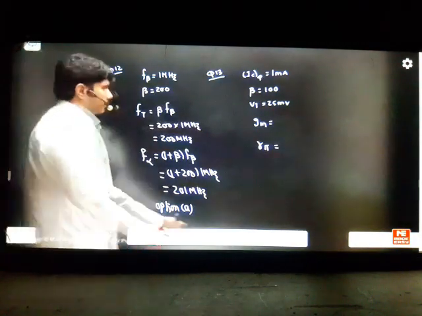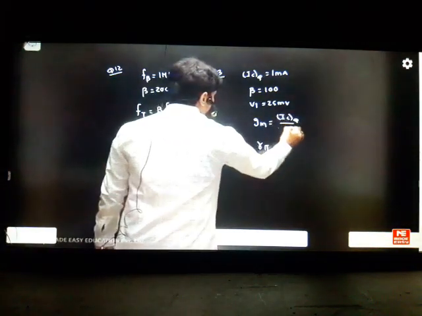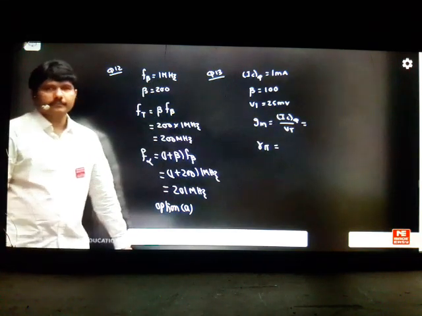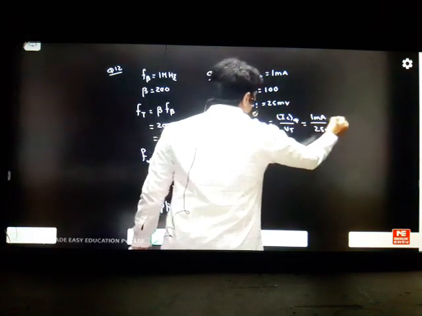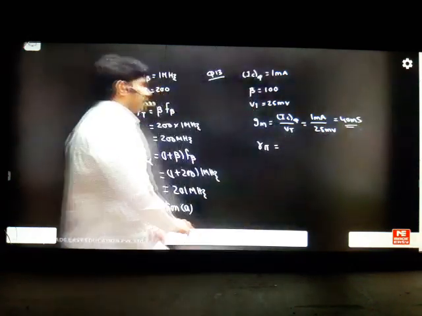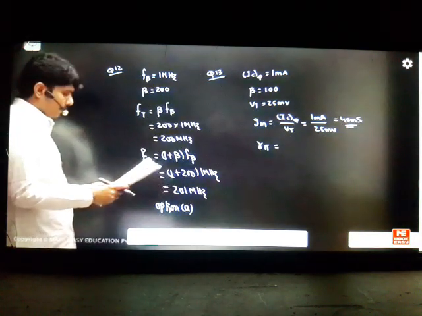Whenever ICQ is given, the problem is very simple. ICQ by VT is GM. This is a known fact for us in the problems. GM is nothing but 1 by RE, the reverse of ICQ by VT. ICQ here is 1 milliampere by 25 millivolts. It is coming to be 40 millisiemens. 40 millisiemens is GM. Otherwise you can write 40 milliampere per volt.